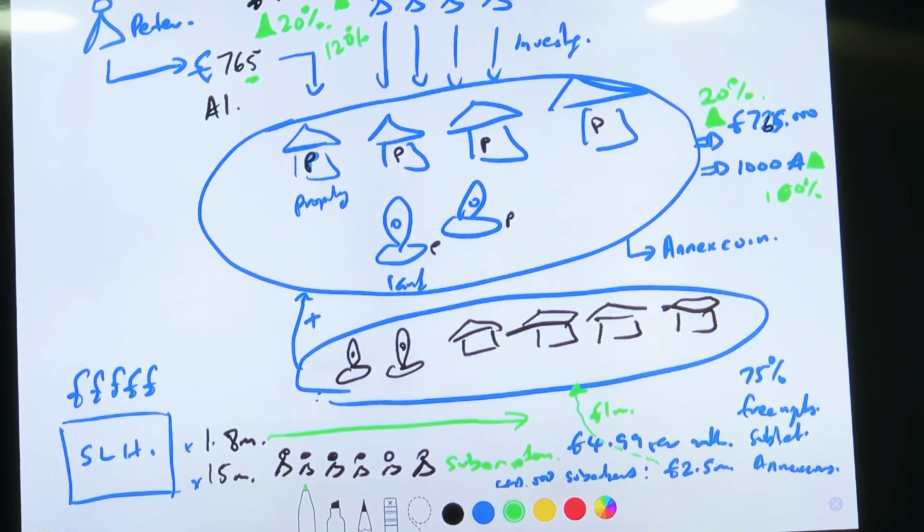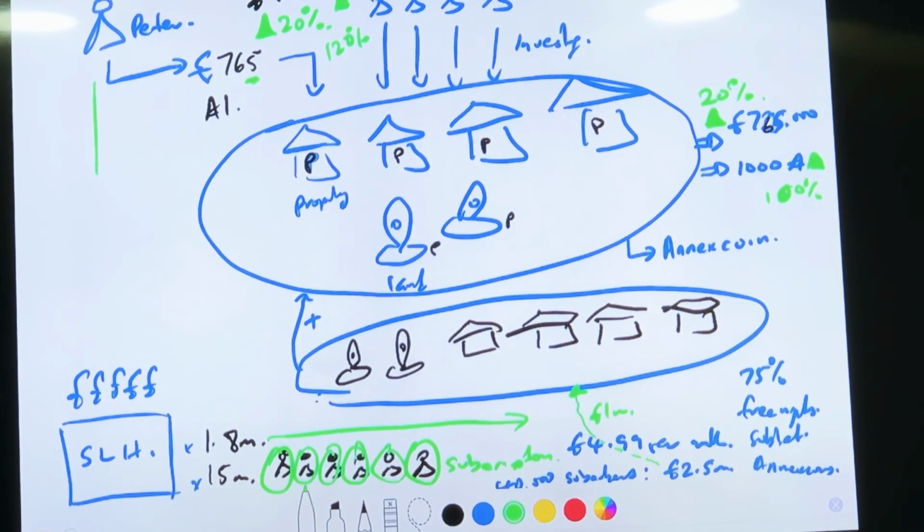Now, these guys over here start to think, hold on a second, these guys over here are making money. I want to buy Annexcoin. Peter now decides that, you know what, I want to cash out. So Peter decides to sell his Annexcoin. All right, so he has one Annexcoin. He bought it at 765, and he's now selling it at 120% gain, and these guys are obviously buying it.